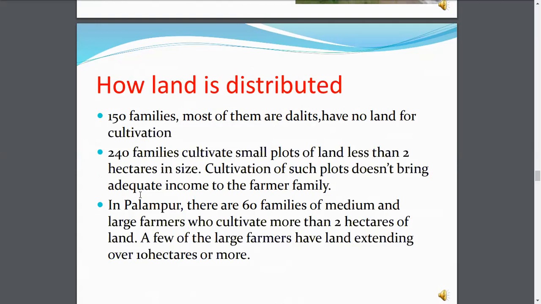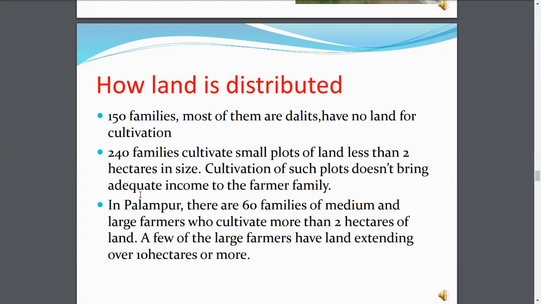Cultivation of such plots does not bring adequate income to the farmer's family. When a farmer is working in a field, his wife, his son, his daughter, everyone starts helping in that area. So everyone is working in just those 2 hectares. Whatever the production is going to be in those 2 hectares, it will be the same, whether three people are working or five people are working. So not much income is going to come to the farmer's family.